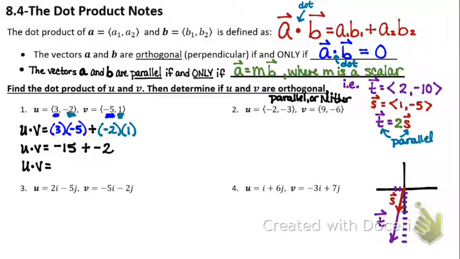-15 plus -2 gives me -17. Did we get 0? No. So that means they're not orthogonal. Not equal to 0. So not orthogonal.